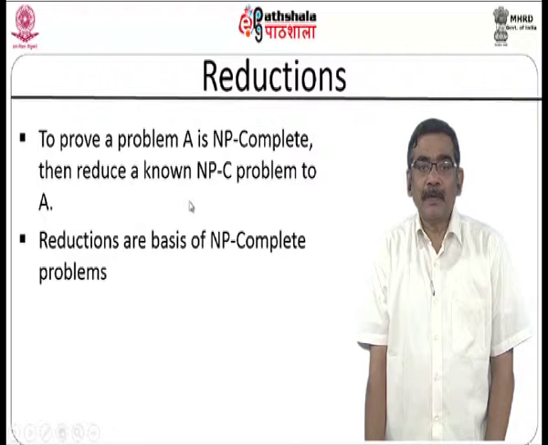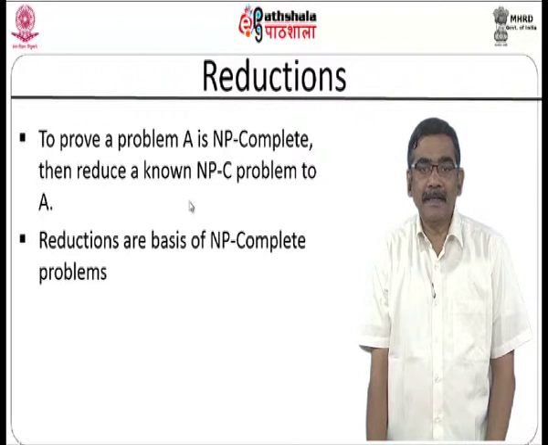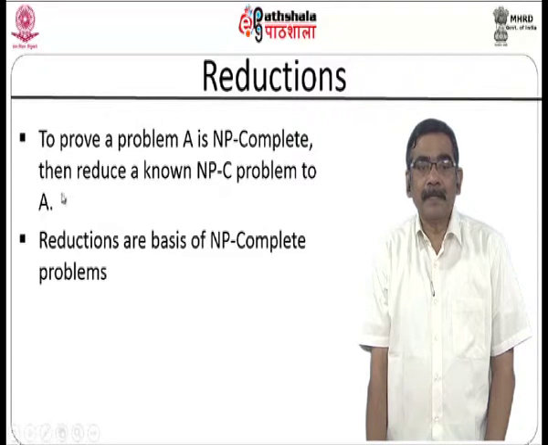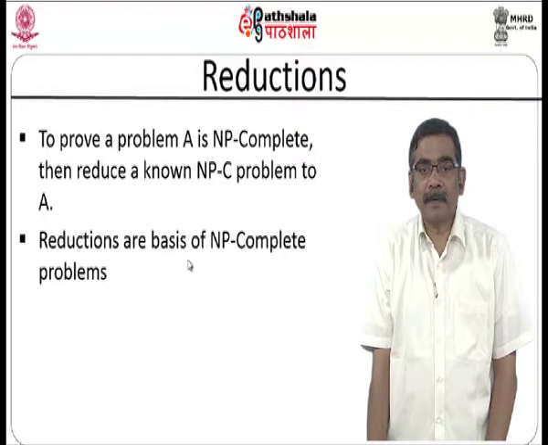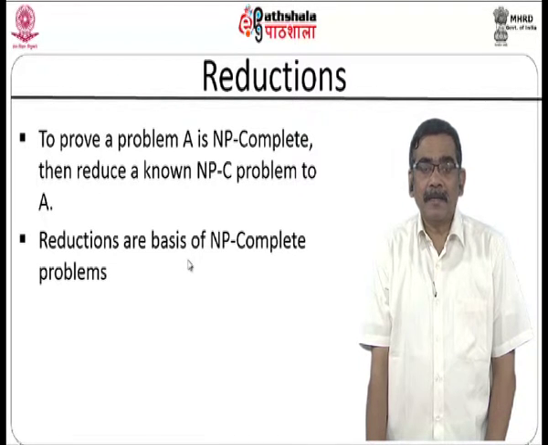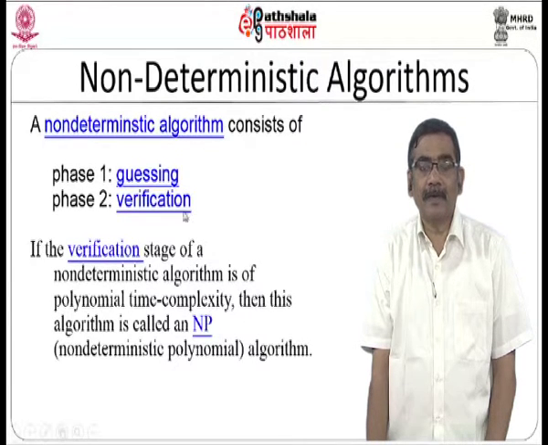Reduction is very simple. If I want to say that a problem A is NP complete, then I have to take some other well-known NP complete problem and reduce that to the given problem A. If I am able to do that, I can say that problem A is NP complete. In other words, reduction forms the basis of NP complete problems. This is the second pillar. The first pillar, as we said earlier, is that the algorithm must be checked in polynomial time, and the second pillar is the reductions. Reduction forms the basis of all the things.